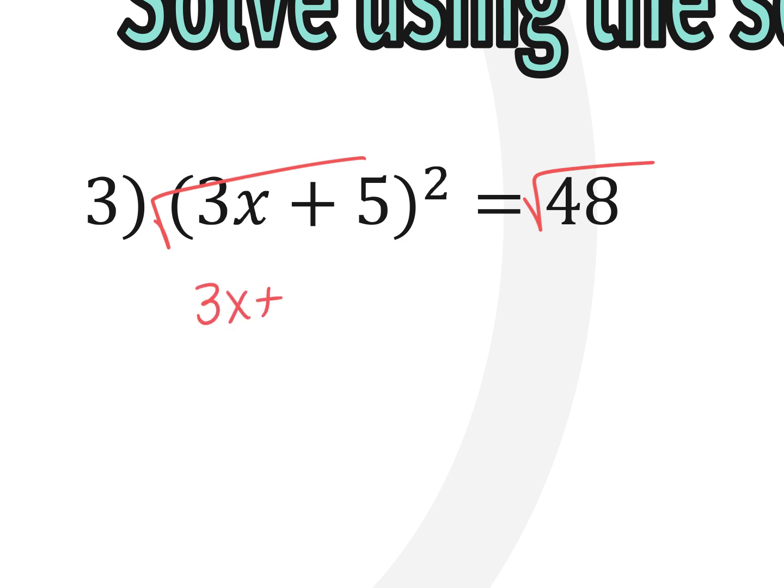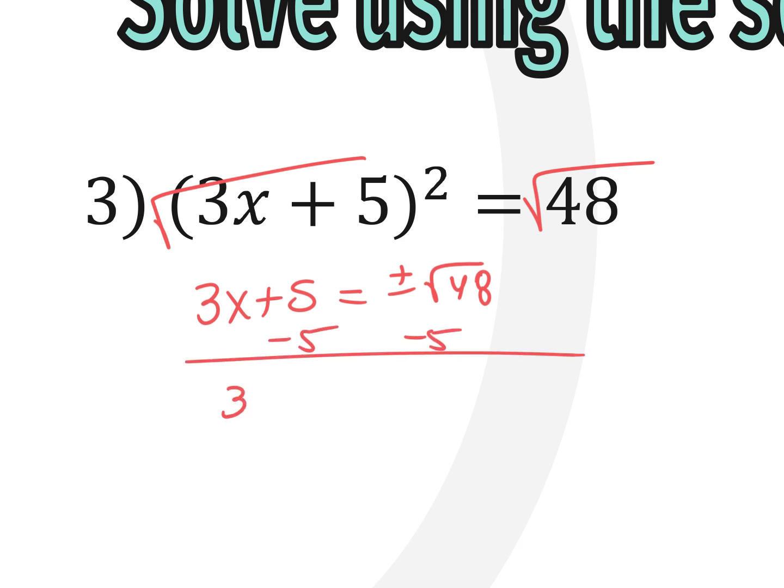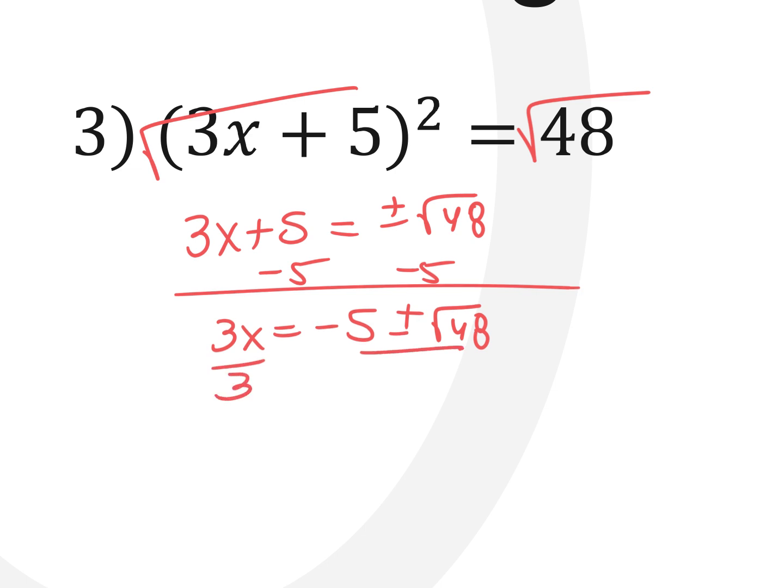So I have 3x plus 5 equals, what goes in front of my root 48? Plus or minus. Yes, come on in, bud. You're okay. All right, now, where people made mistakes. At this point, we had people divide by 3, then subtract 5. Is that the correct order of operations? No. We need to subtract 5 first. So I have 3x equals, I like to write negative 5 plus minus root 48. If you want to write the root 48 first, it's fine. And then we divide by 3. So x equals negative 5 plus or minus the square root of 48 over 3.